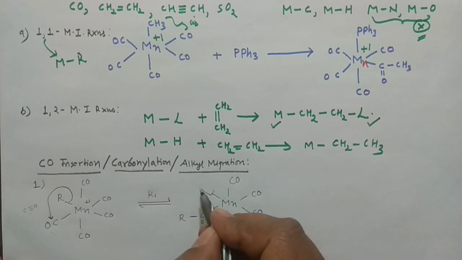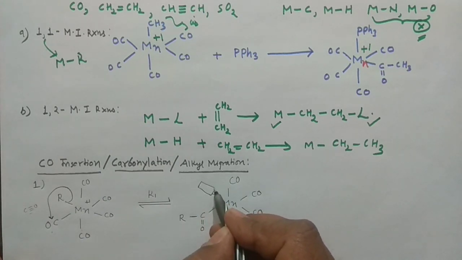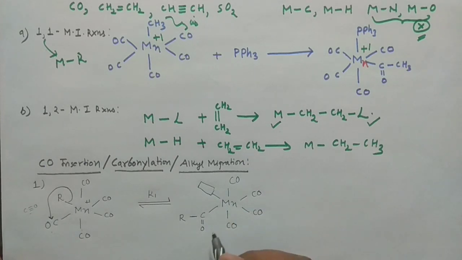vacant site. So there are different ways available in the literature to show the vacant site. This rectangular shape of box is showing the vacant site. So this is your vacant site, right? And remember, it was an 18 electron species. You can count the electrons of all of them, actually, right? It is an 18 electron species.